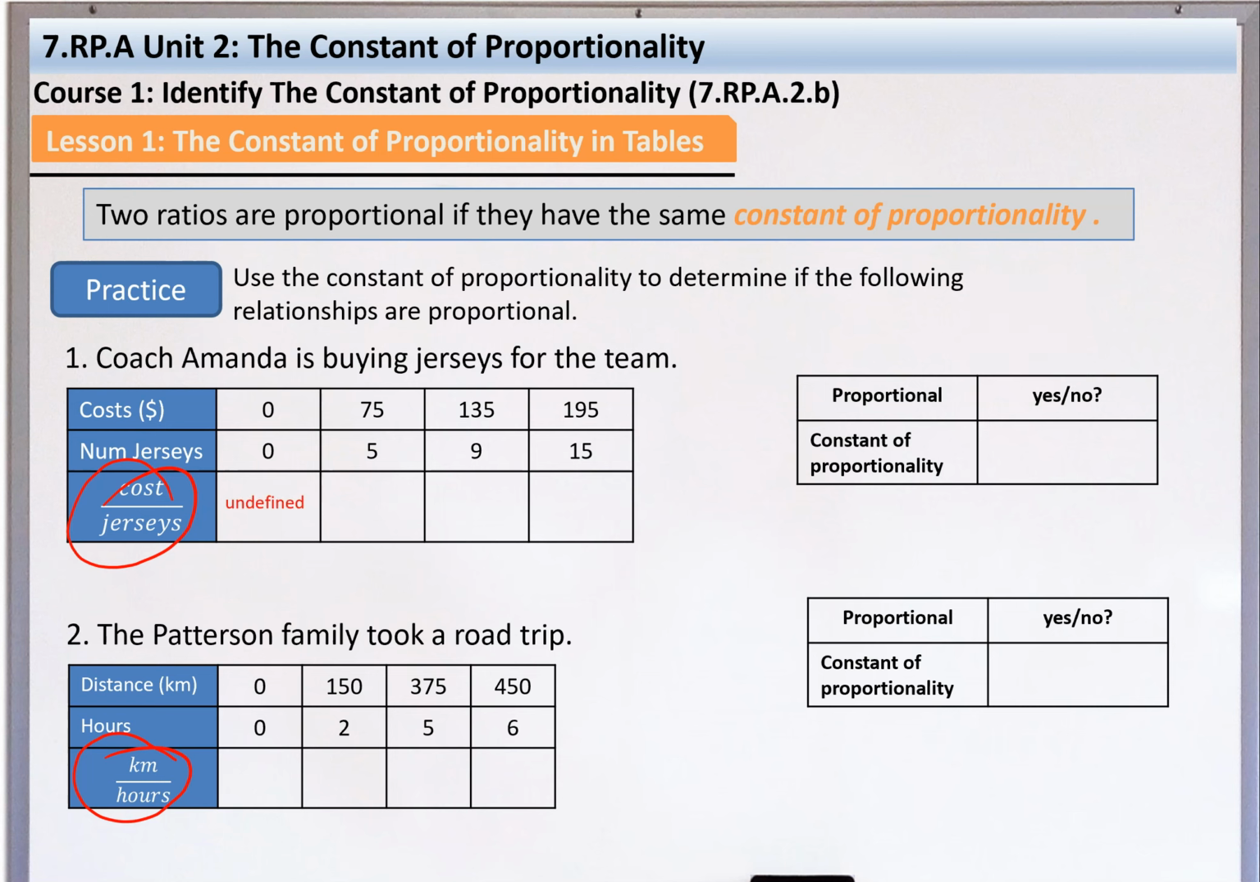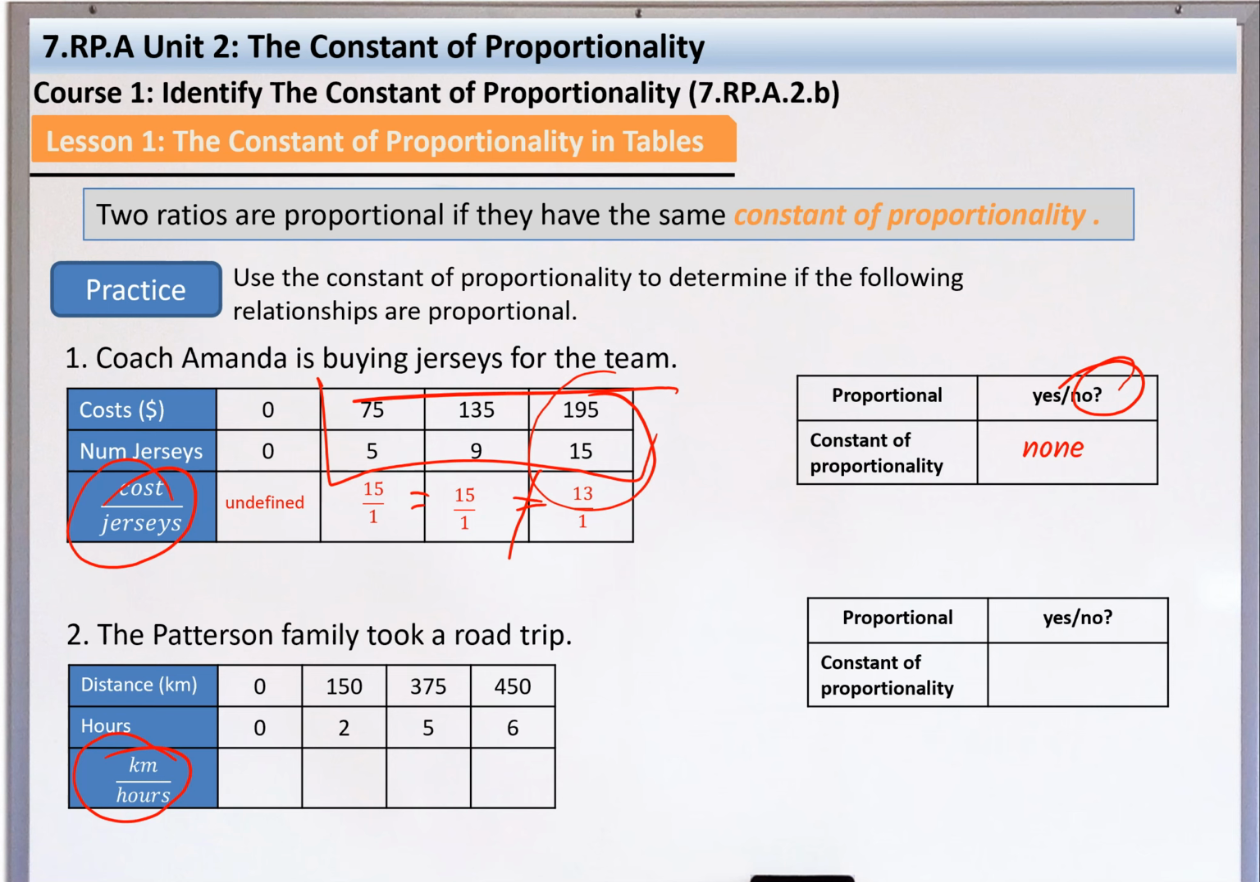All right, so hope you didn't put 0 there, because 0 divided by 0 is not 0, it's undefined. 75 divided by 5 is 15. 135 divided by 9 is 15. However, 195 divided by 15 is 13. So since these are not all equal, these 2 are, these aren't. No, it's not proportional, and there is no constant of proportionality. All these ratios do not simplify to the same unit rate. It's not proportional.